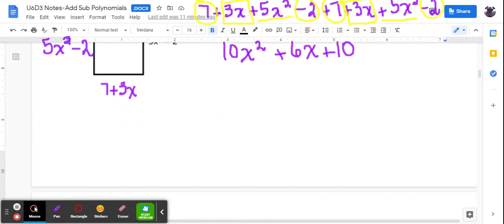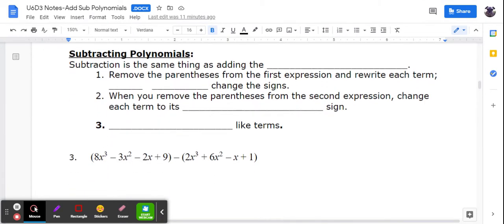Okay, so let's go ahead and take a look at some subtraction. So when subtracting, subtraction is going to be the same thing as adding the like terms.